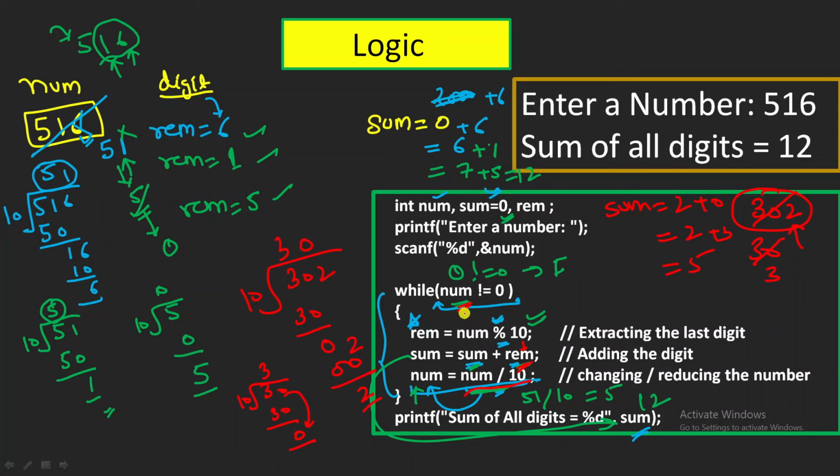And you will say, okay, 0 is not equal to 0, false. So you have got 5 as the sum and you will print 5. In this way, you have seen that even if there is a 0, this logic will work fine. Now let's see our code in Visual Studio and run the program.